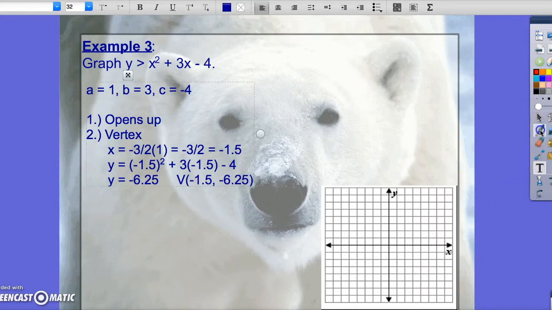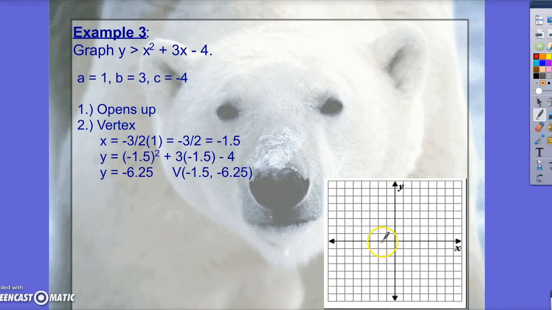And then my vertex is going to be -1.5. I'm just going to estimate where that's at. 1, 2, 3, 4, 5, 6. Just about here. Once again, draw your dashed vertical line through the point. It's our axis of symmetry.